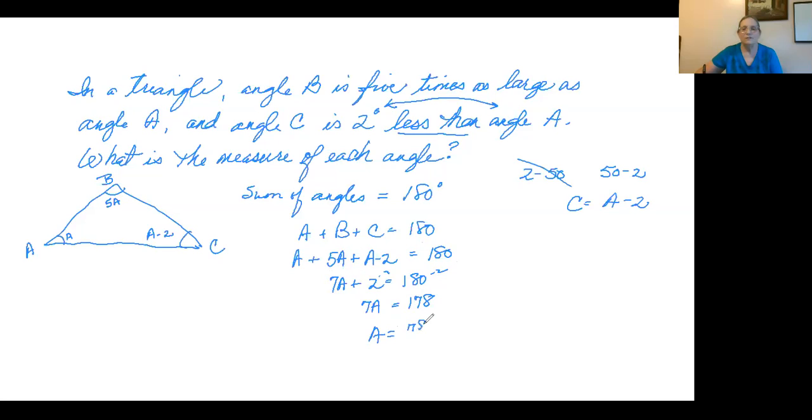So A is going to be 178 divided by 7, which is going to be 26 degrees. So if A is 26, then B is going to be 5 times 26, which is 130. C is going to be 26 minus 2, which is 24. Well, let's check. 130 plus 26 plus 24 will be 180 degrees.